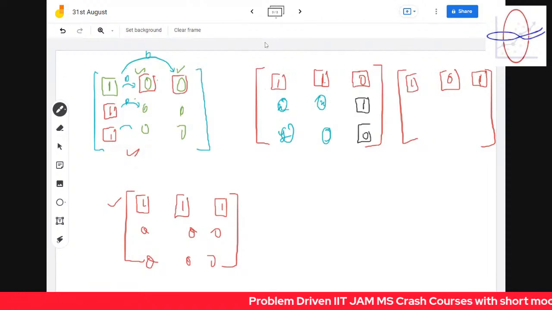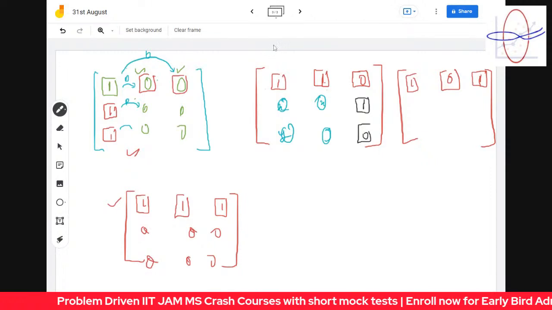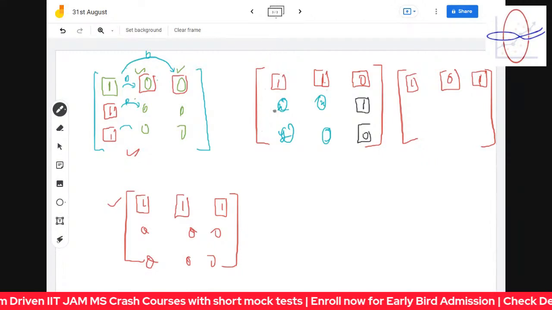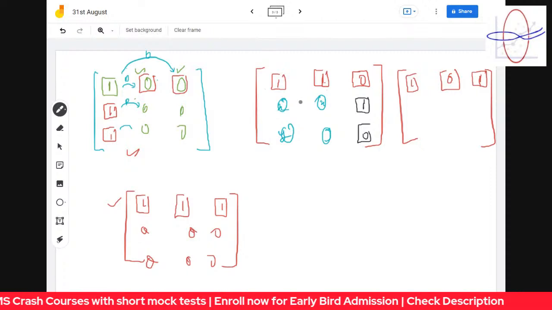So we have found the rank 0 matrix. We have found the rank 3 matrix. Now we are finding out the rank 1 matrix. After the homework, you can find out the rank 2 matrices.